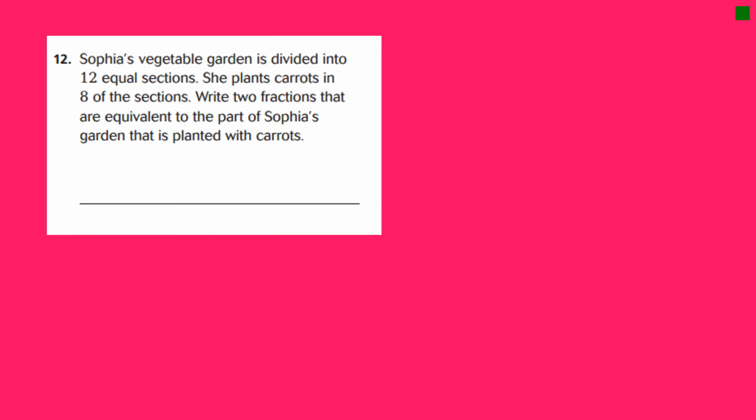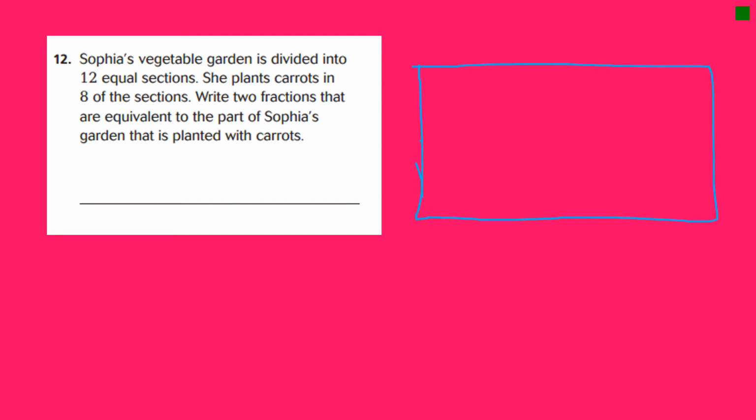This is number 12 at the bottom of the page, about Sophia's vegetable garden. I wish I had a vegetable garden. I do not. Sophia's vegetable garden is divided into 12 equal sections. She plants carrots in 8 of the sections. Write 2 fractions that are equivalent to the part of Sophia's garden that is planted with carrots. All right, let's do a model of the garden. Why not?